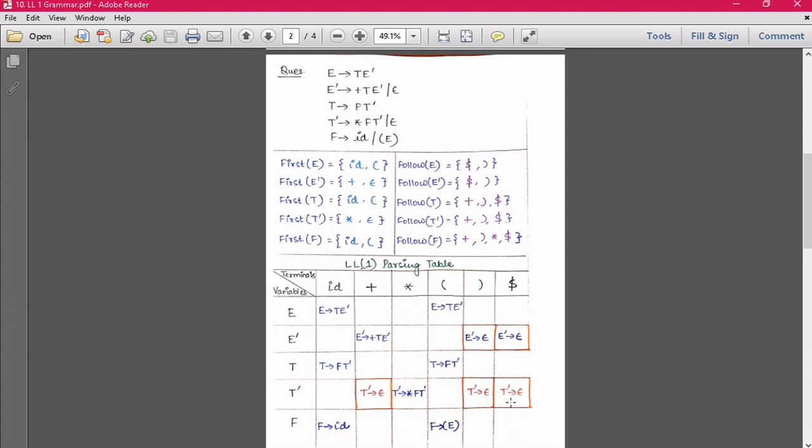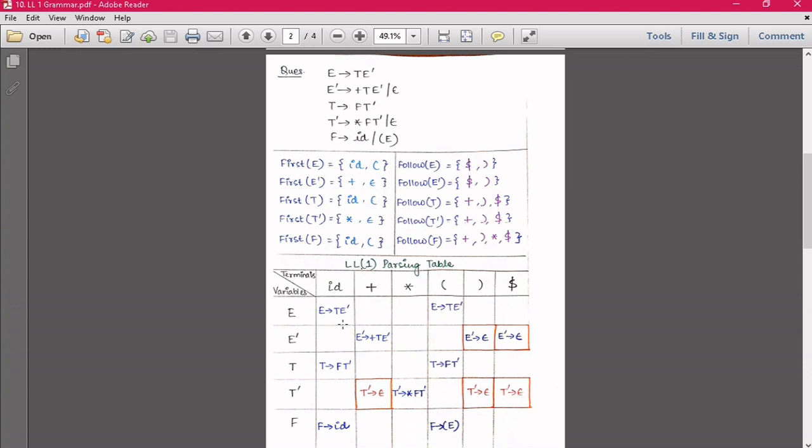Fine. Now coming to this F produces ID, right? So F from here and ID from here. In this cell, we will map this production, and similarly F from here and this starting bracket. So F from here and the starting bracket from there. In this cell, you will map this production. So the LL1 parsing table is ready now.